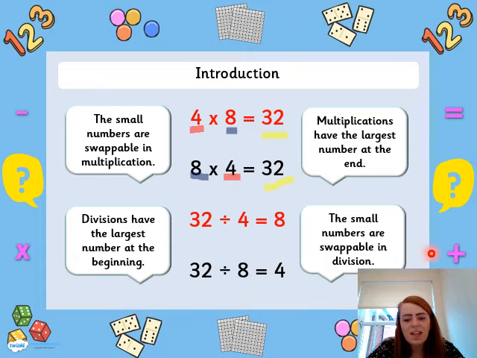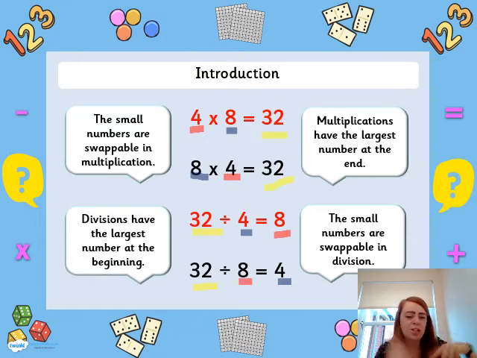Now, focusing on these divisions now that we've made, divisions always have the largest number at the beginning. So in the multiplication, you can see that 32, the biggest number, was at the end because that was a total. But in a division, you start off with the biggest total, and that goes at the beginning, okay? And then the small numbers, though, they're still swappable. So see that? There's 4, and there's 4, and there's 8, and there's 8. So in a division, you always start off with the biggest number, and you swap the small numbers around. Okay, so boys and girls, I hope that makes sense. You might even want to play that again, just to make sure you understand.